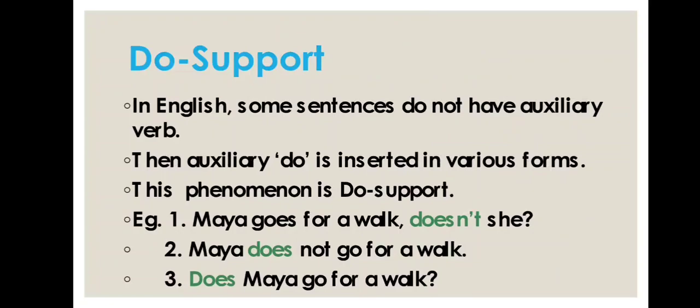See, for example, Maya goes for a walk. In a tag question, as there is no auxiliary verb, we have to use the auxiliary do form. Doesn't she? Maya goes for a walk, doesn't she? Question mark. Maya does not go for a walk. Does Maya go for a walk? Question mark. So these are the examples of do support.